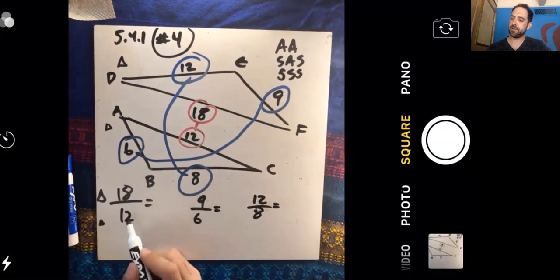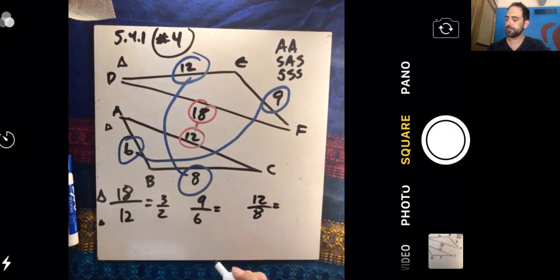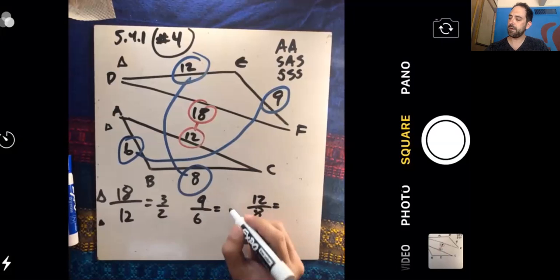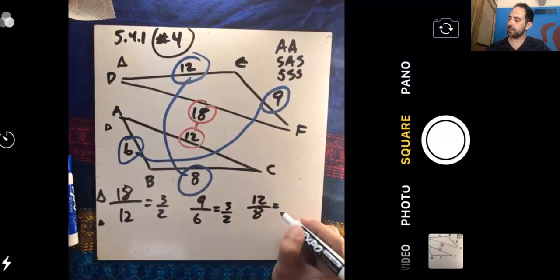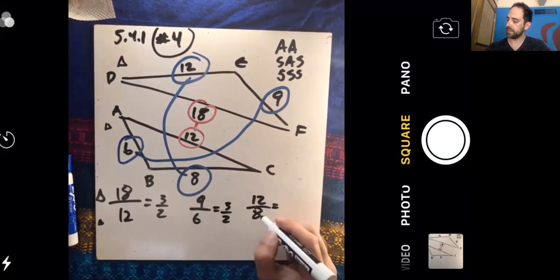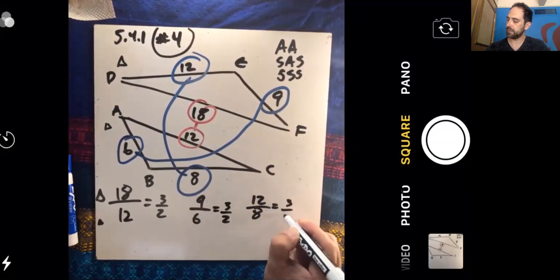This one here, I know it's divisible. These are both multiples of 6, so we have 3 halves. These are all multiples of 3. We have 3 halves if we divide all by 3. This also is a multiple of 4. If I reduce this, I could divide by 4. Just reducing it, we'd get 3 halves as well.